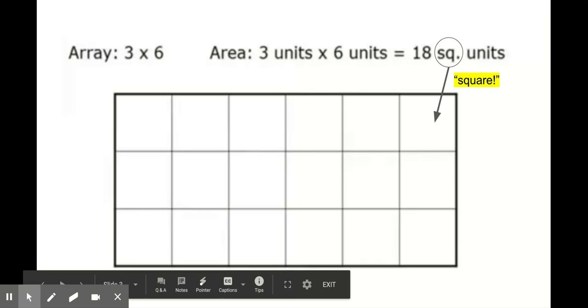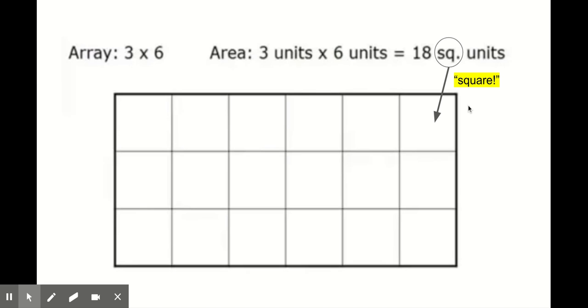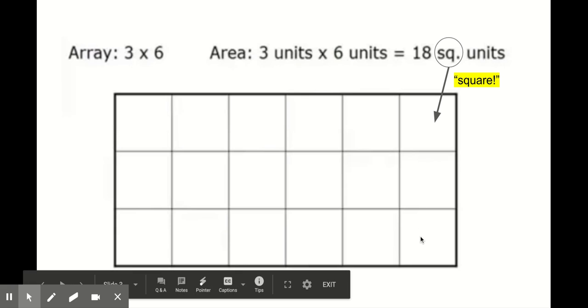3x6, or 3 units times 6 units, gives us an area of 18 units, or that's our product. But notice how with area we say 18 square units. That's because inside we have 18 squares. 1, 2, 3, 4, 5, 6, and then 12, and then 18. These are 18 square units that cover the space inside the rectangle.